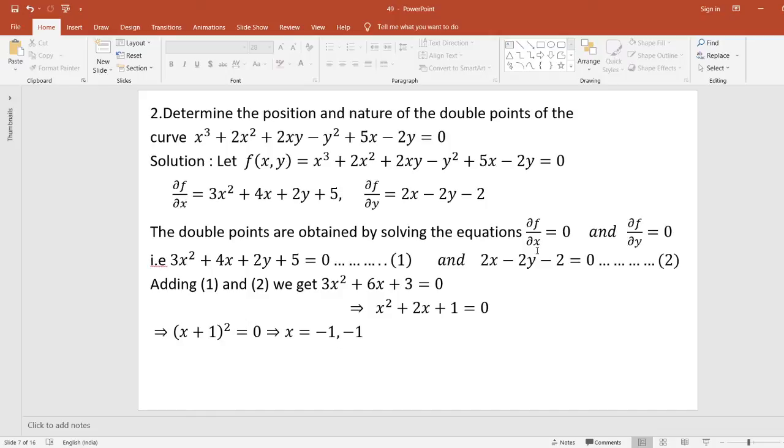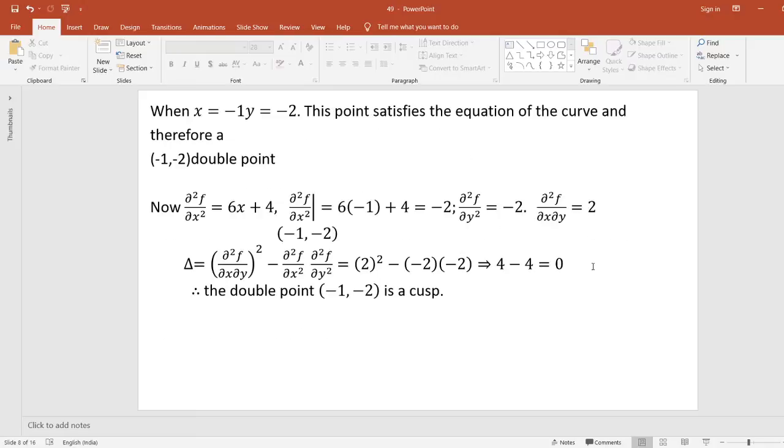After substituting x is equal to minus 1, what we have? Minus 2, minus 2 is minus 4. This becomes 4. 4 divided by minus 2 is minus 2. We got y is minus 2. This point satisfies the equation of the curve, right, minus 1 comma minus 2. After finding these points, these points should satisfy the given curve. If it does, then we call that point a double point. So this is the position of the double point.